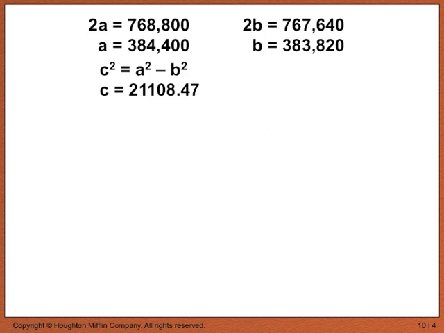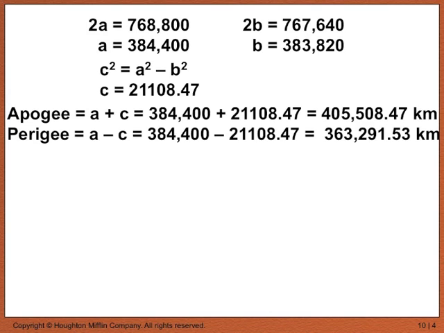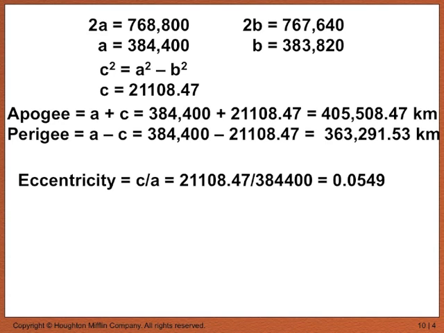So calculating the apogee and perigee, we have 405,508.47 for the apogee, and 363,291.53 kilometers for the perigee, and the eccentricity is simply C over A, and that is 0.0549. We can see this eccentricity is fairly close to zero, and therefore it's not a very oval orbit. It's quite round. So you would say that it's not a very eccentric orbit. And this is the actual eccentricity of the orbit that the moon makes around the Earth.